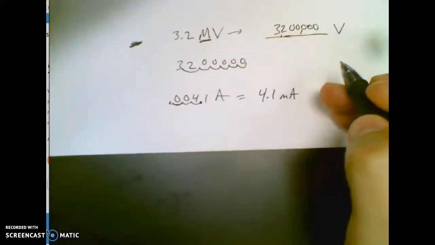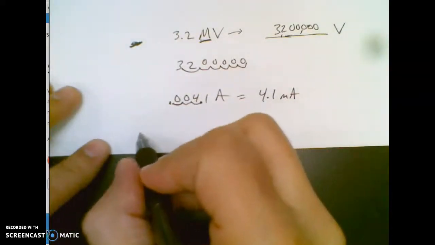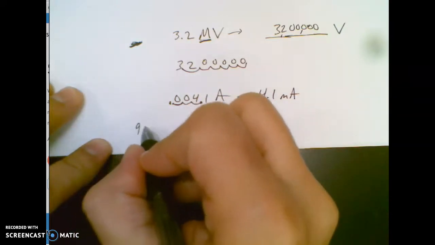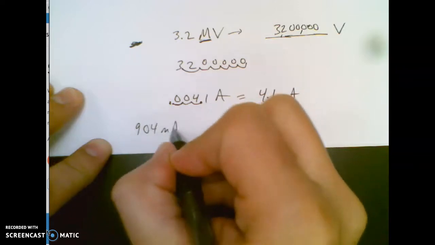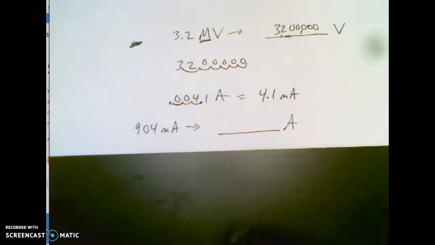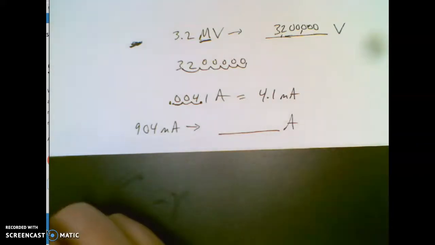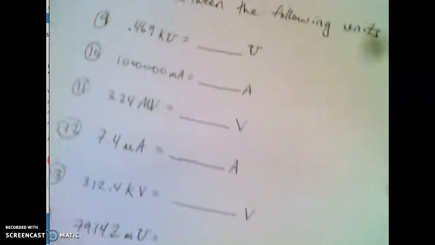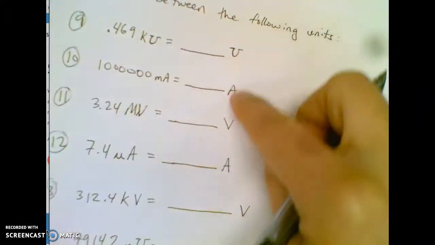But it also works out in the other way. What if I had an answer of, I don't know, 904 milliamps, and I wanted to use it in an equation? Well, if I'm using it in an equation, I have to turn it into regular amps. That's a necessary one. That's why if you look at your worksheet, the back page is turning them all into regular ohms.